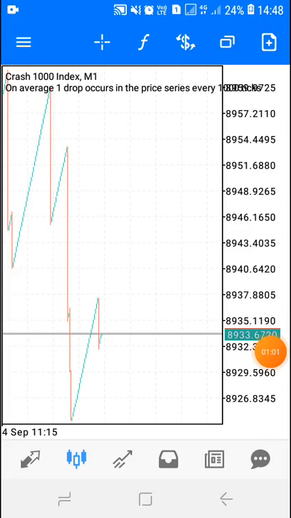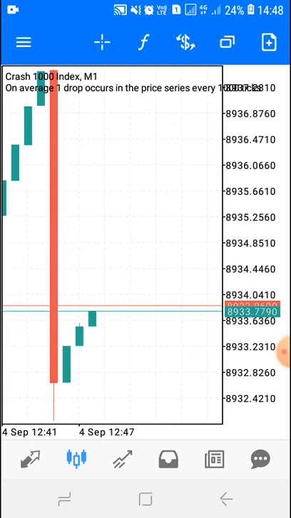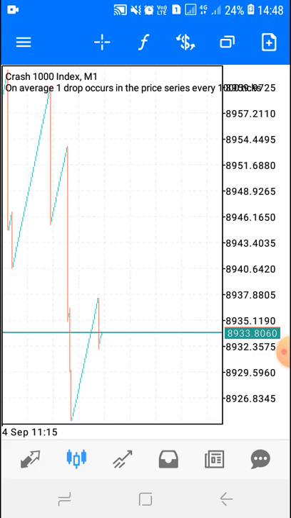Okay, so currently I'm on Crash 1000, and the first thing I did was I zoomed out my chart completely. As you guys can see, the chart is zoomed in completely right now. I'm going to zoom out my chart completely, right? Now make sure to zoom out the chart completely before you add the indicators that I give out in this video.